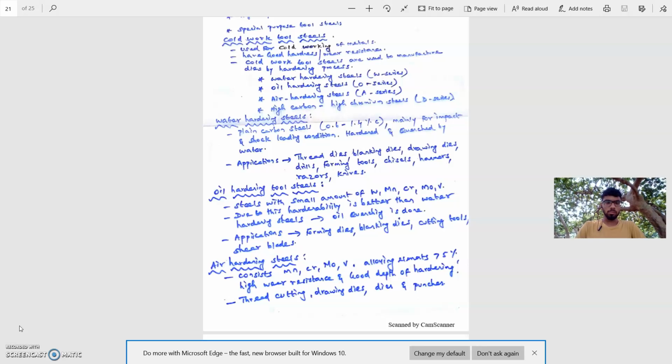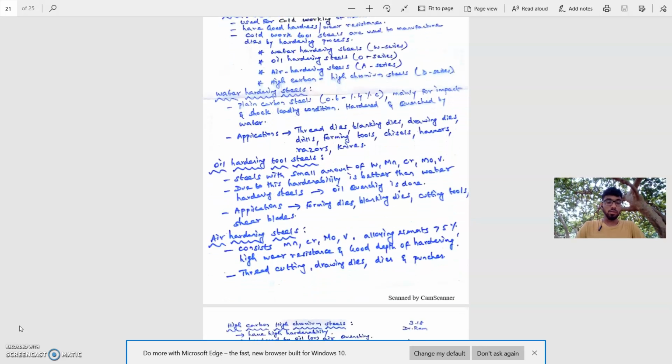There are four types of hardening process: water hardening steels, popularly known as W series; oil hardening steels, popularly known as O series; air hardening steels, popularly known as A series; high carbon and high chromium steels, popularly known as D series. Firstly, we are going to discuss water hardening steels. Water hardening steels are mainly known as plain carbon steels because they consist of carbon 0.6 to 1.4%. They are mainly for impact and shock loading conditions. They are hardened and quenched by water.